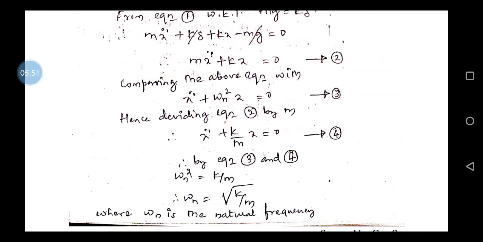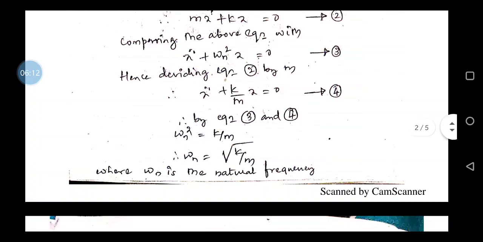Therefore, dividing equation number 2 by m, the remaining term will be x double dot plus k by m into x is equal to 0. Now compare equation number 3 and equation number 4. We can find out the value for omega n. By comparing equations 3 and 4, we can write omega n square is equal to k by m.